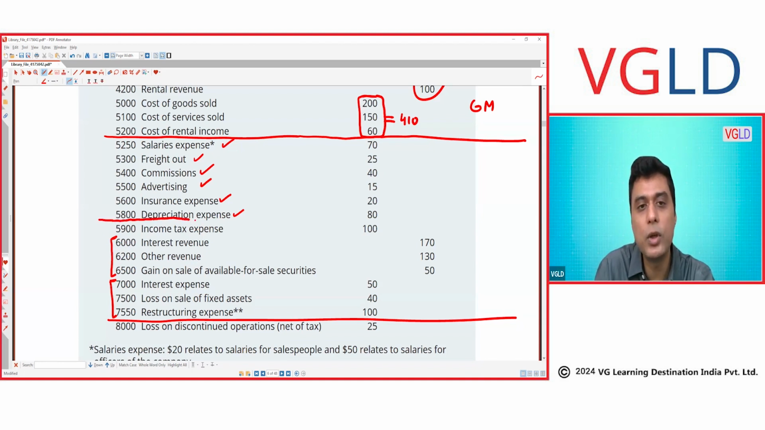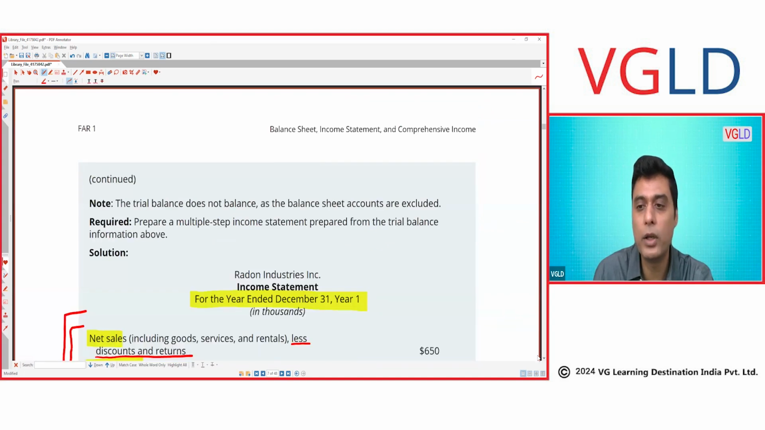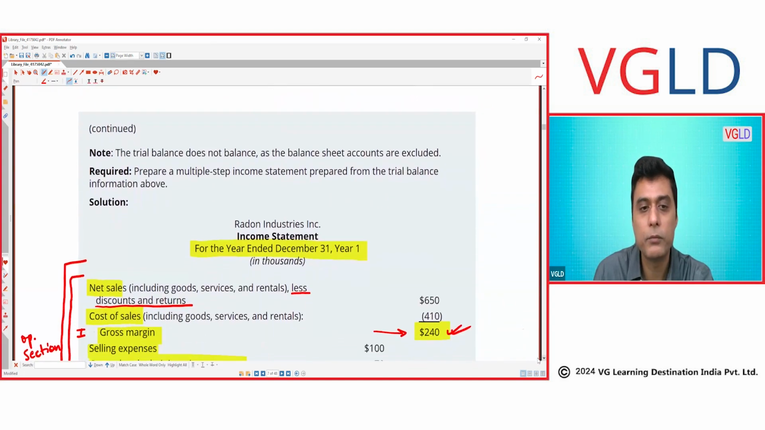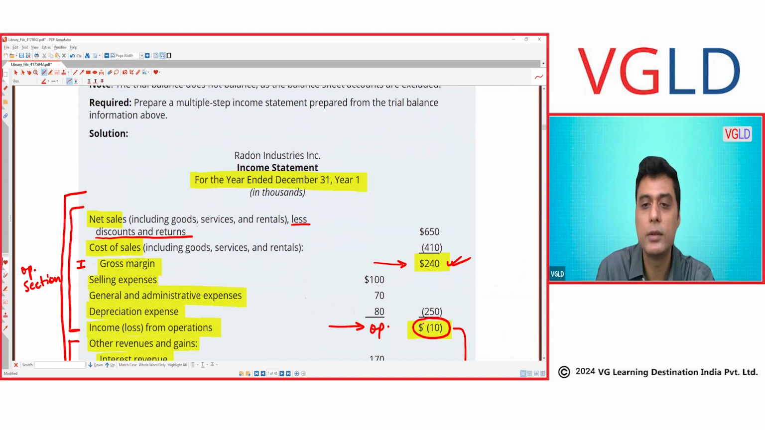So here also you are breaking it once, right? 650 minus 410 gross margin, minus these items is your income or loss from operations. Income or loss from operations, right? And this, of course, they have clubbed all those expenses here in general and administrative 70, selling 100, and depreciation 80. Let's do it. Let's do it ourselves.